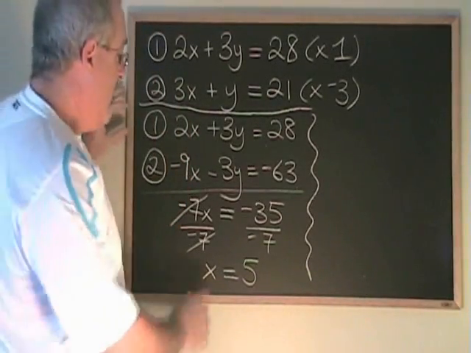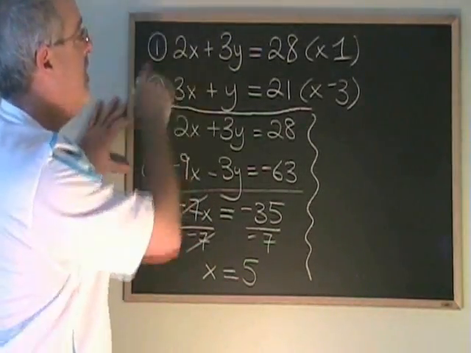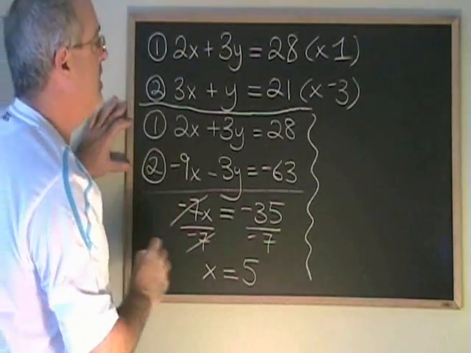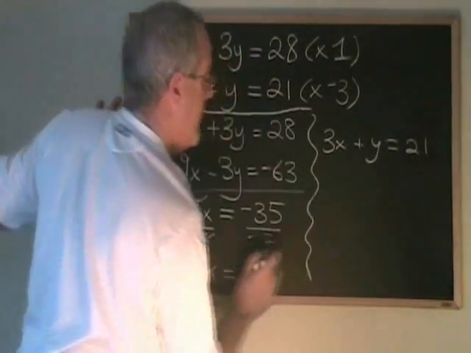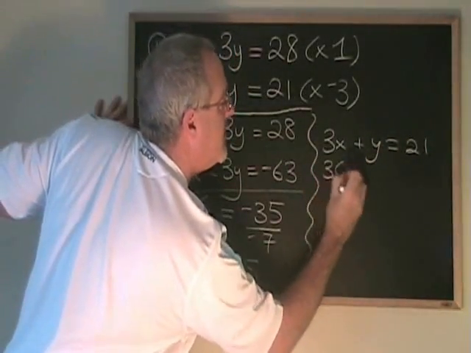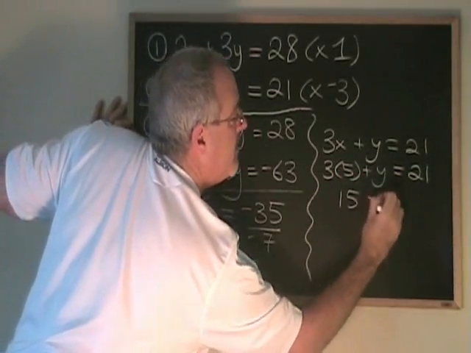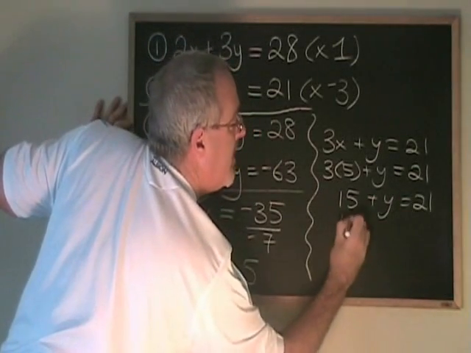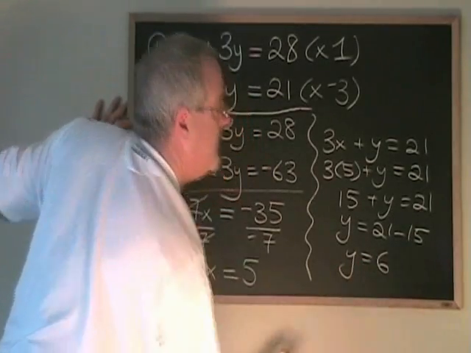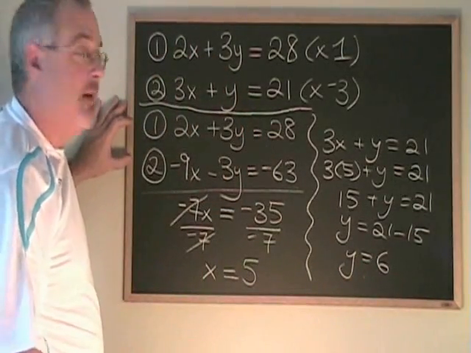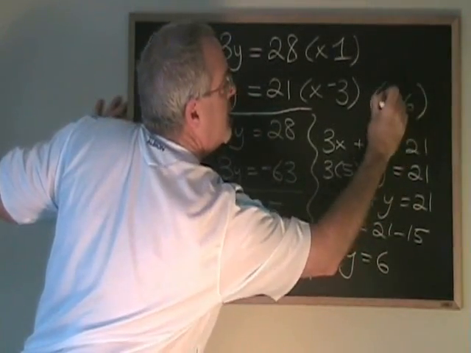Now, to find the y in our point of intersection, we just have to plug x equals 5 into one of the original equations. I'm going to use equation 2. 3x plus y equals 21. If x equals 5, 3 times 5 plus y equals 21. 15 plus y equals 21. Y is equal to 21 minus 15. Y is equal to 6. We have our answer. The point of intersection of these two straight lines is going to be 5, 6.